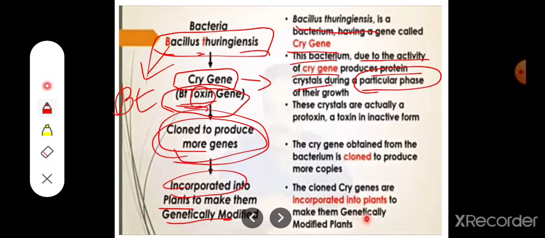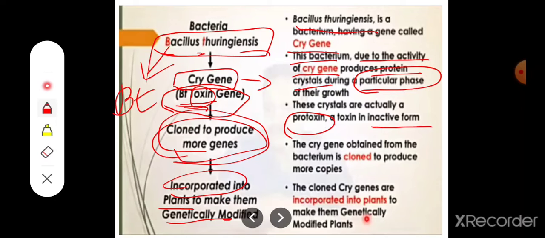So if bacteria is going to produce something poisonous, it will affect its own body. To prevent that, what are they doing? This cry gene will produce toxin in a protoxin form. It means that it is the toxin in an inactive form. The factors for blood clotting are in an inactive form in our blood.